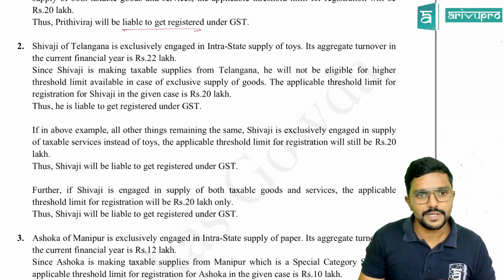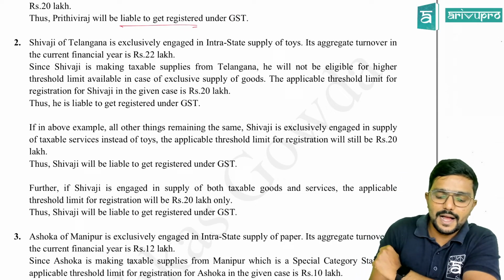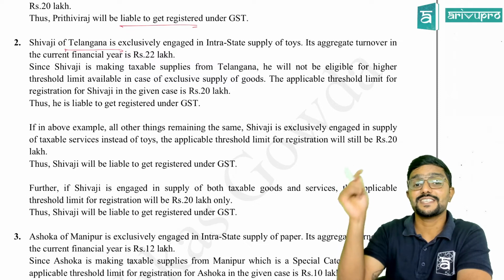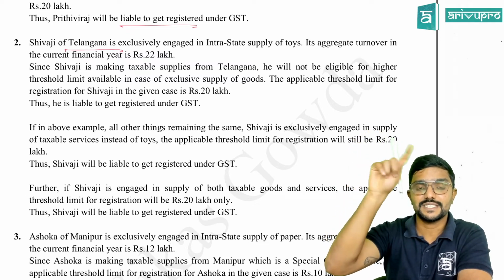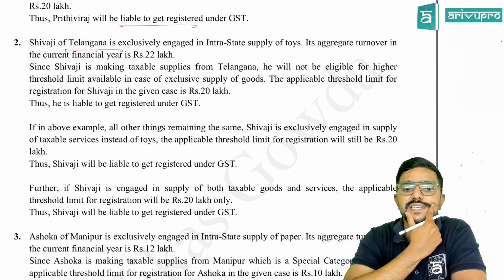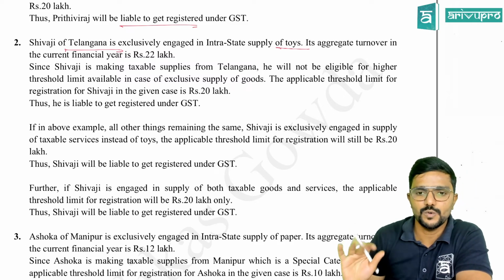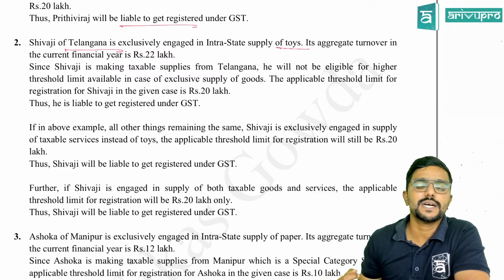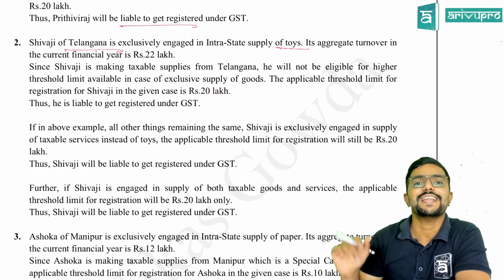Okay. Next, coming to second example. Shivaji of Telangana. Telangana, one of the states which is excluded from the notification. TP. So T stands for what? Telangana. Okay. Is exclusively engaged in the intrastate supplies of toys. So toys is a goods. Its aggregate turnover in the current financial year is 22 lakh. So what is the limit applicable, guys? Come on. 20 lakh, not 40.